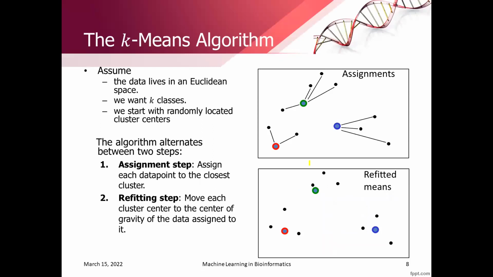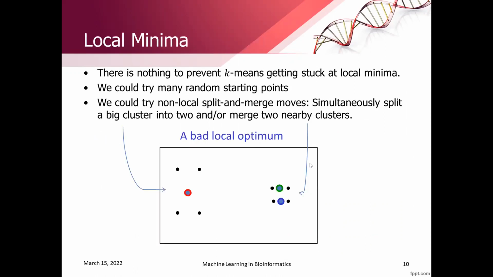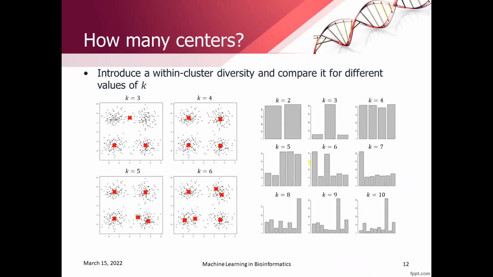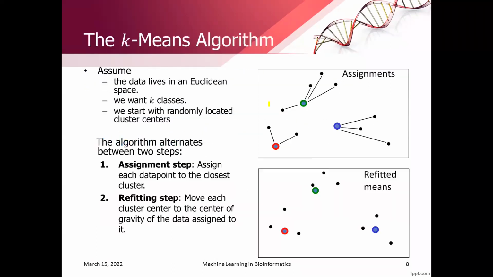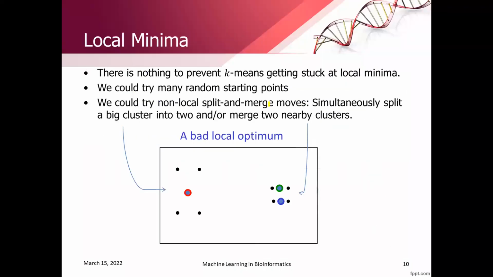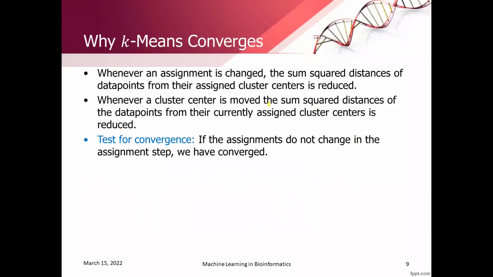We already discussed why the algorithm converges, because the number of different assignments is finite, and we have a guarantee that if we change the assignment, we always decrease the criterion, which is here called within cluster diversity. It's actually the sum of squares of distances between the observation and its representative. So we know that the algorithm converges.